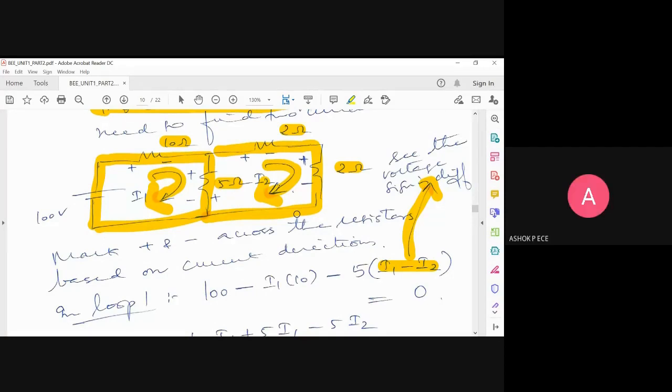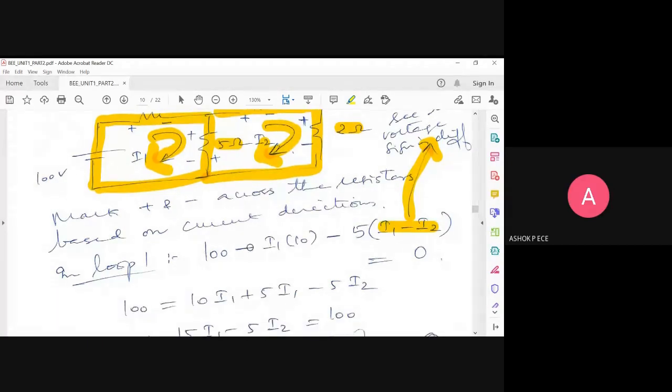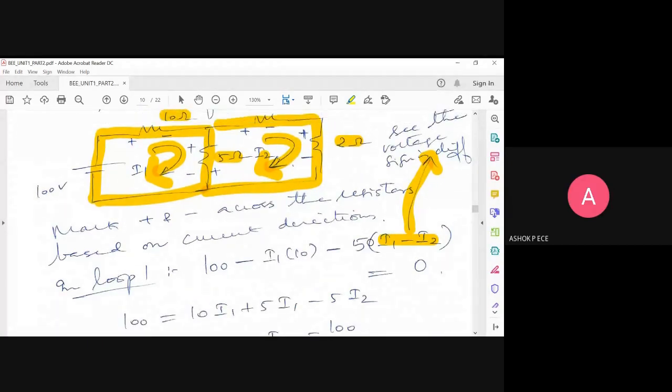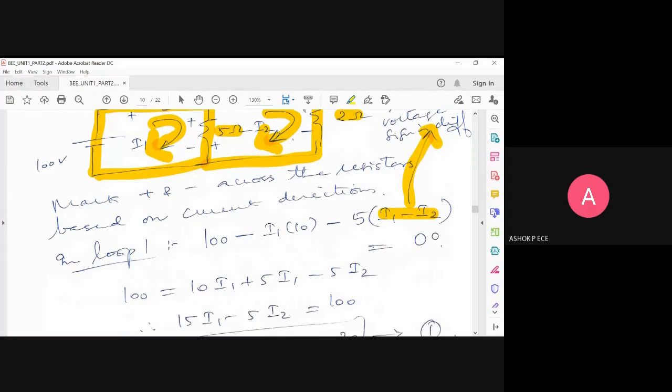If you take the second loop and write, you will obviously write I2 minus I1, because there I2 is the dominant current. Is that clear? See the final equation: 100 minus I1 into 10 minus 5 into... If there were no other current, you would get minus 5 into I1 only. But since two currents flow through the 5 ohm and they are opposite in direction, 5 into I1 minus I2 equal to 0. This is the equation for me.